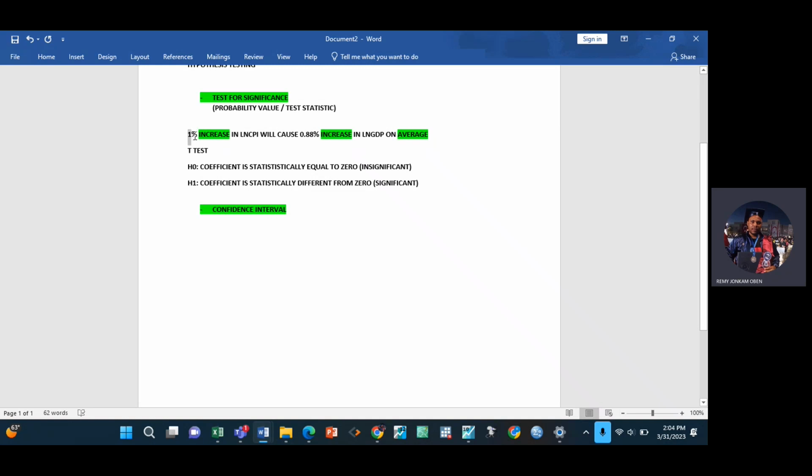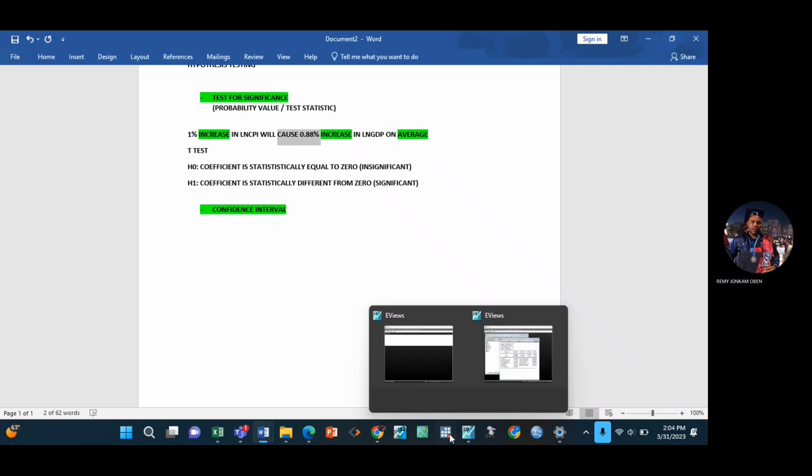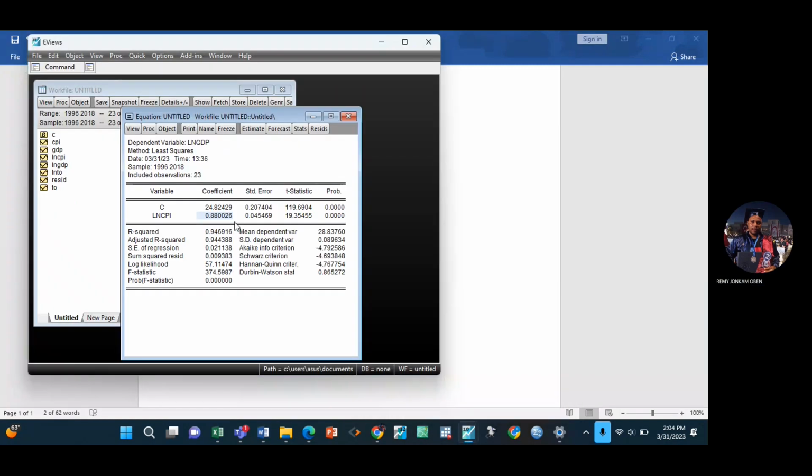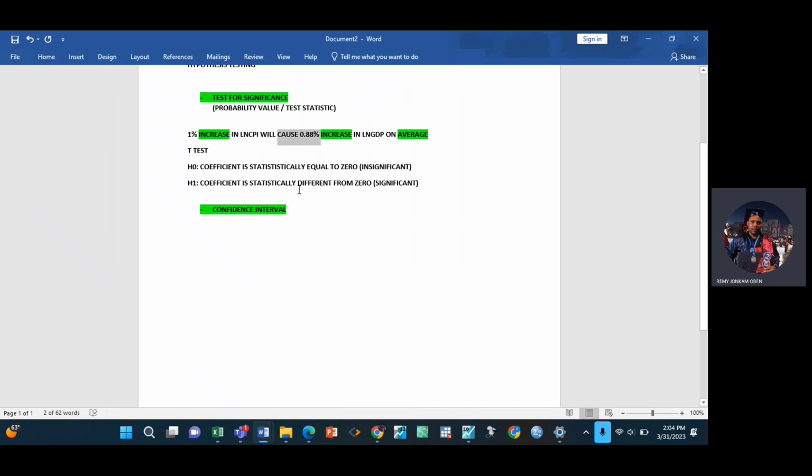Again, this value will always be 1%. This value will change depending on the value you have. This coefficient here is 0.88. That's why it is 0.88 here. In other cases, it might be 0.6, whatever. So this value will change depending on what you have. But this will always be 1%. This increase will always be increase. And this will remain increase if the coefficient is positive, and it will be decrease if the coefficient is negative. Don't forget to mention average. Okay. That's how we interpret coefficients.